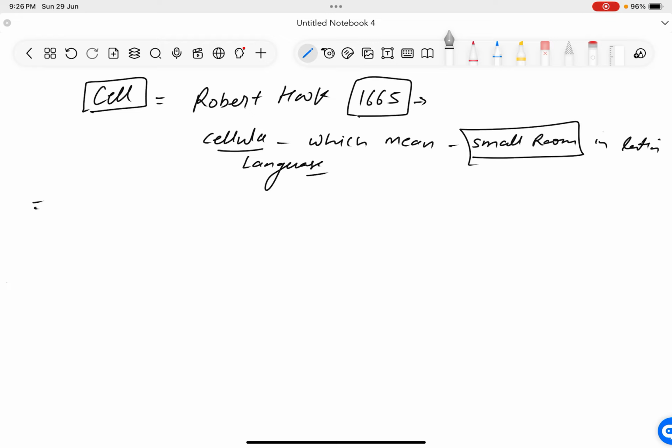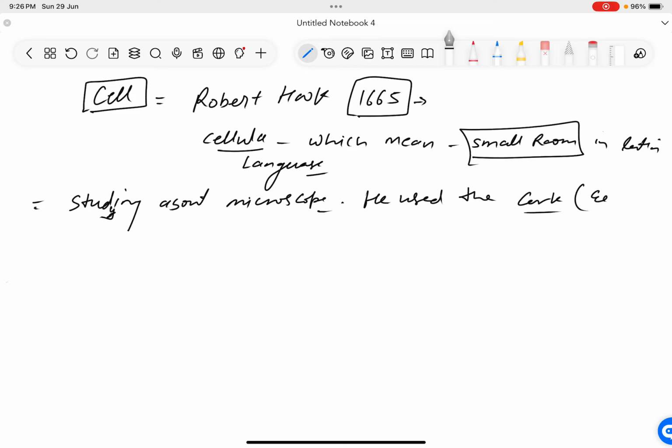What did he do? He was studying about the microscope. He used the cork, we can say chhal, of a plant and watched it under the hand lens. These days we use a hand lens.